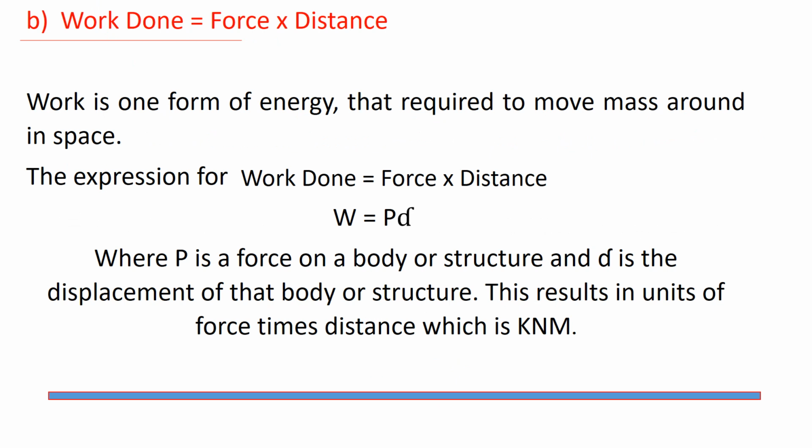Here we come to the second part of the work done, which is force times distance. Of course, the work in virtual work clearly implies energy, since work is one form of energy. Work is energy that is required to move mass around in space. The expression we use for work is force times distance, where P is a force on a body or structure, and delta is a displacement of that body or structure. The resulting unit is kilonewton meters.